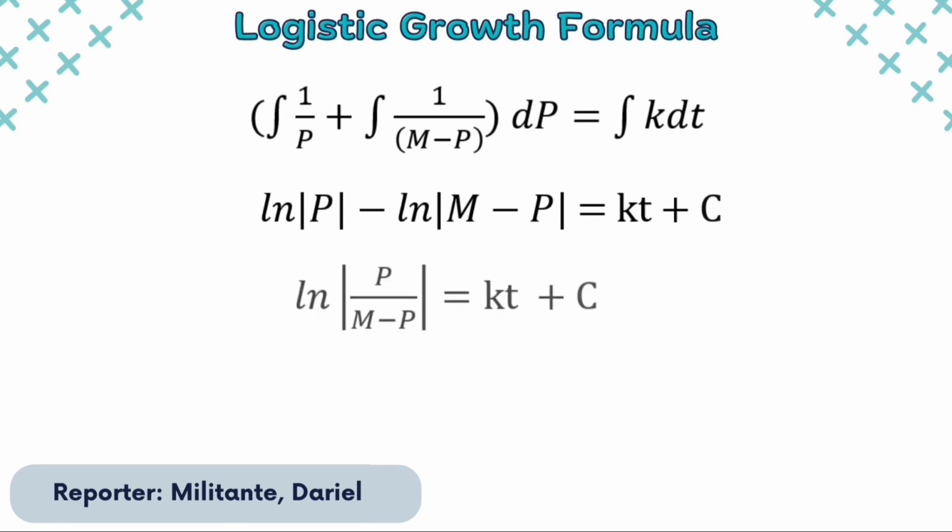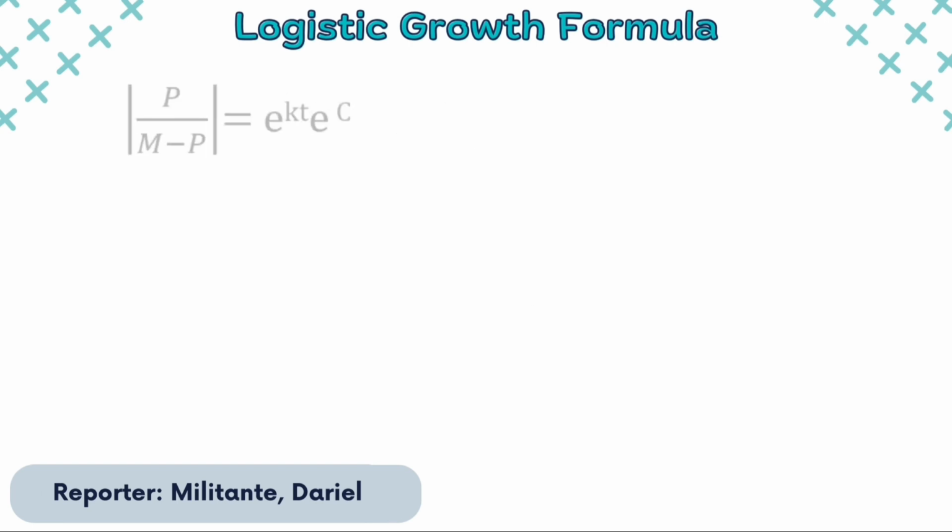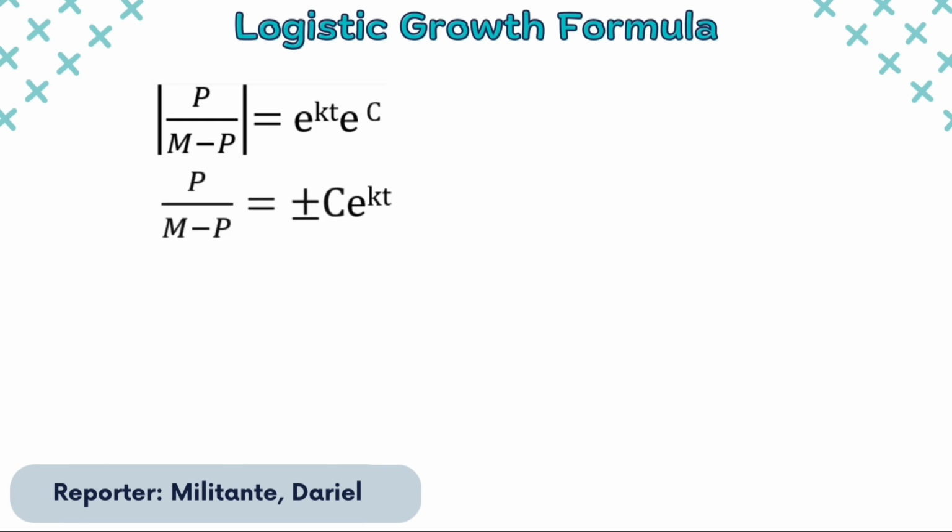We can apply the subtraction property of natural logarithm in the left side of the equation. We'll get ln of p over m minus p is equal to kt plus c. To eliminate natural logarithms, we base e both sides. We will get the absolute value of p over m minus p is equal to e raised to kt times e raised to c. Next, simplify e raised to c, which is still a constant c, by eliminating the absolute value in the left side, which will give p over m minus p is equal to plus minus c e raised to kt.